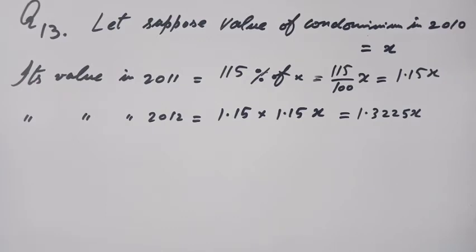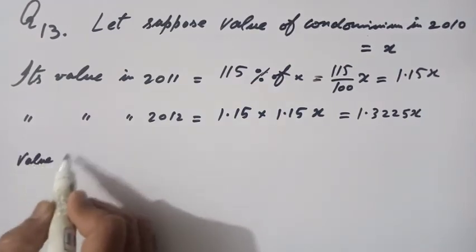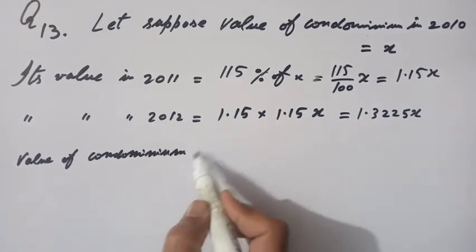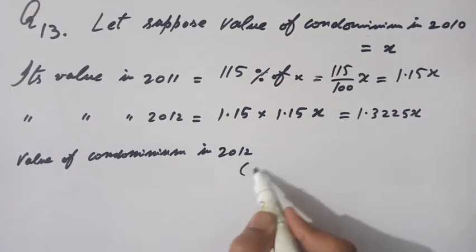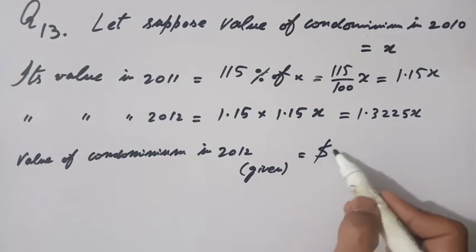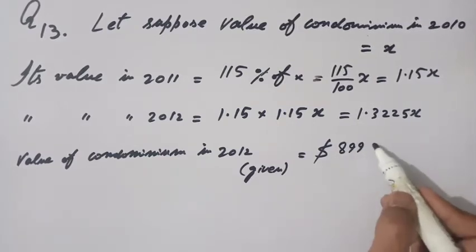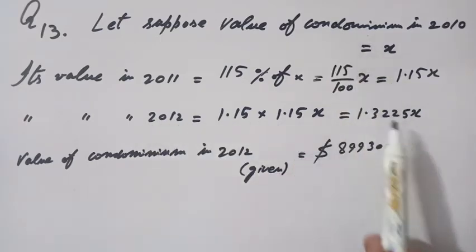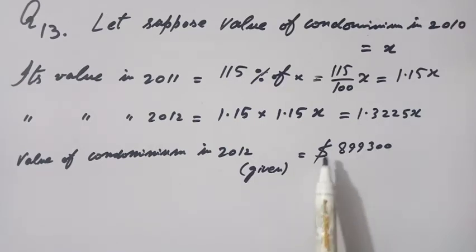And the value of this condominium in 2012 is given to us. What is it? This value is given to us, that this value is $899,300. So value of condominium in 2012, the value given in the statement, is equal to $899,300. Now its value in 2012 we have calculated this way, involving the variable, and this value is given.